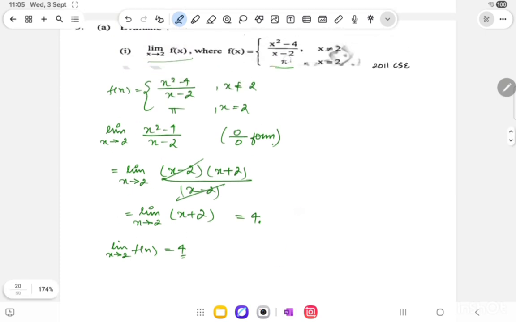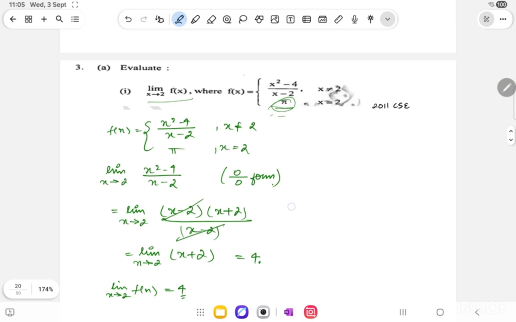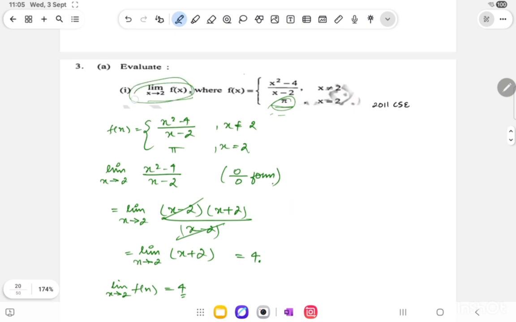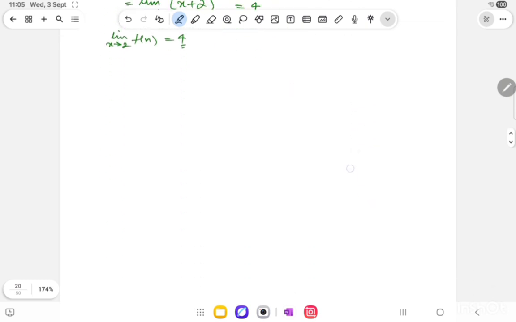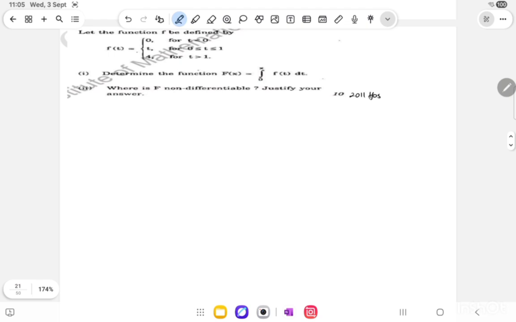And this is not equal to pi, so this is a removable discontinuity again, but that's not asked in the question. We are supposed to just find the value of the limit. So let's move on to the next question.